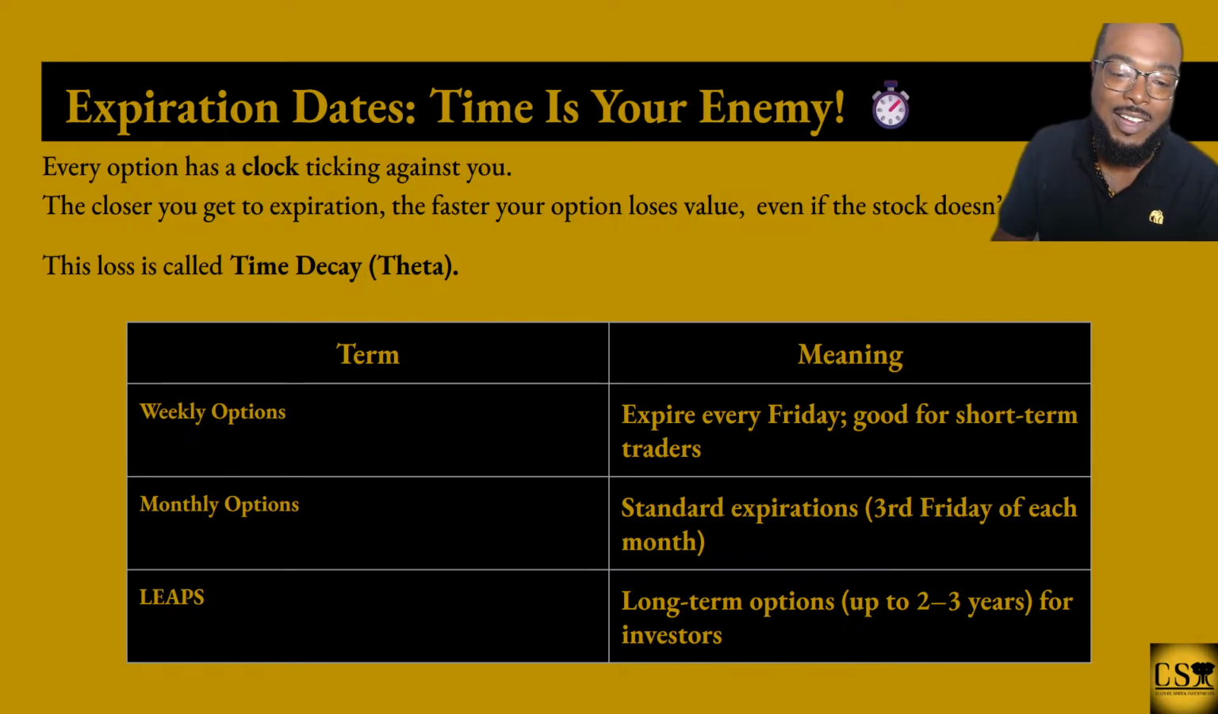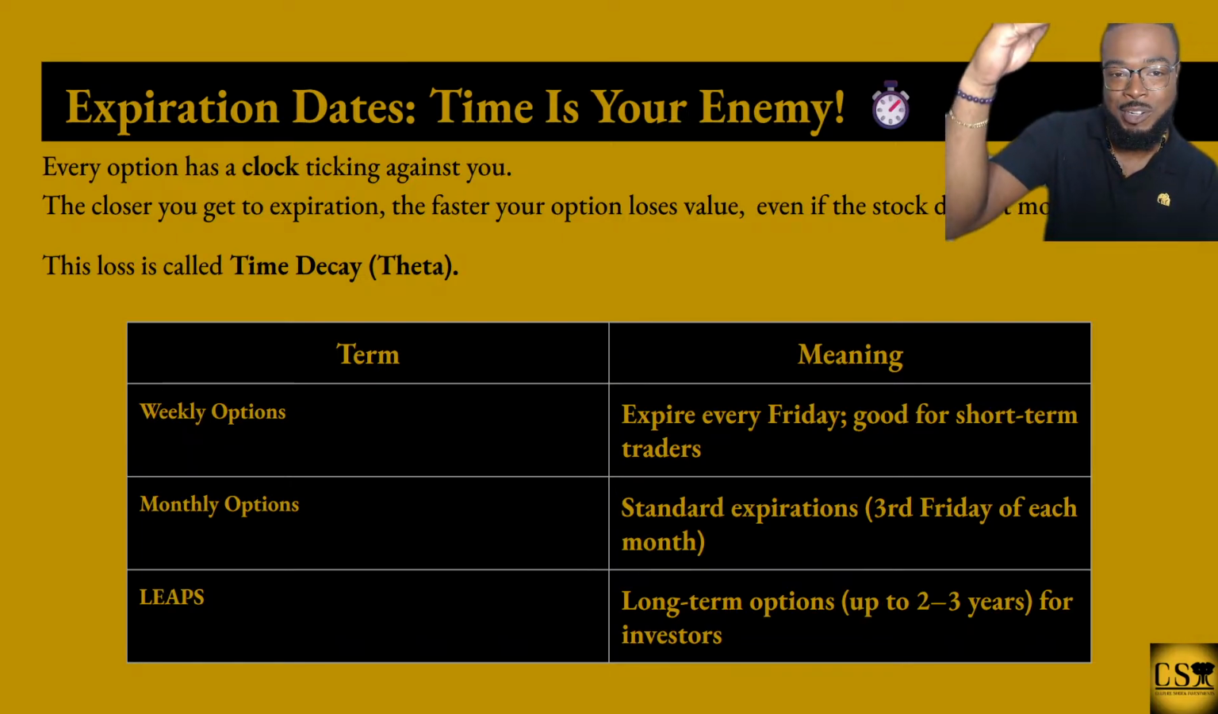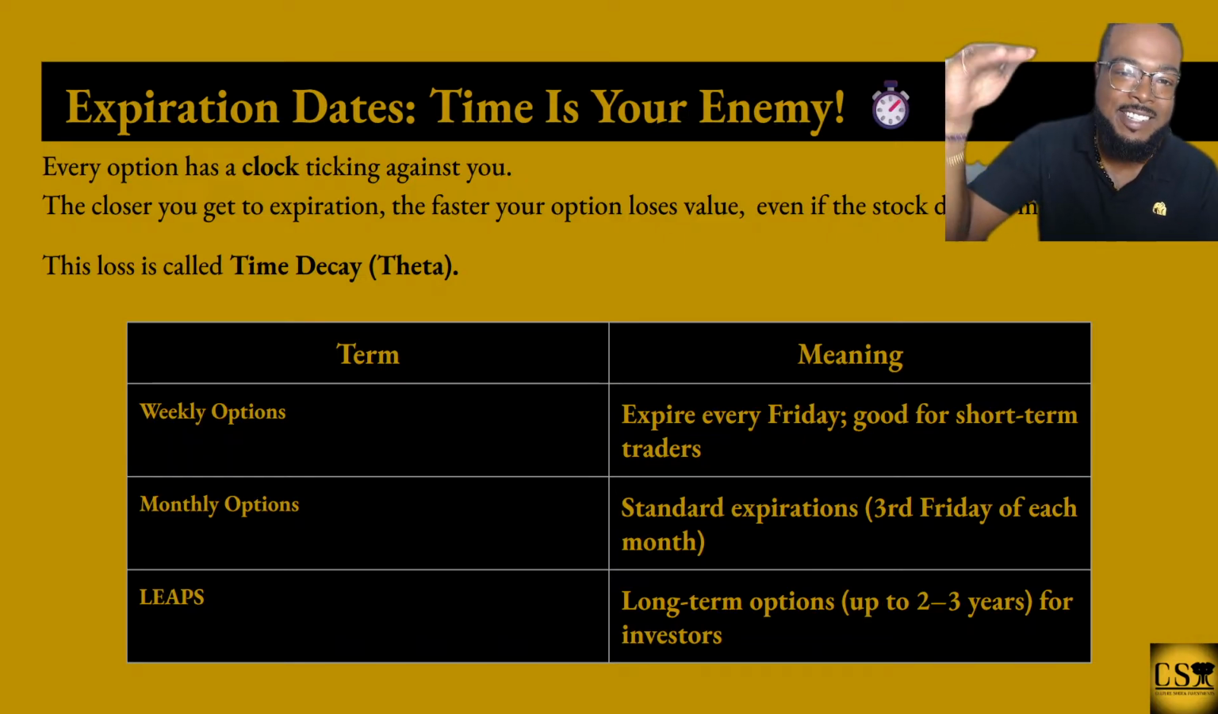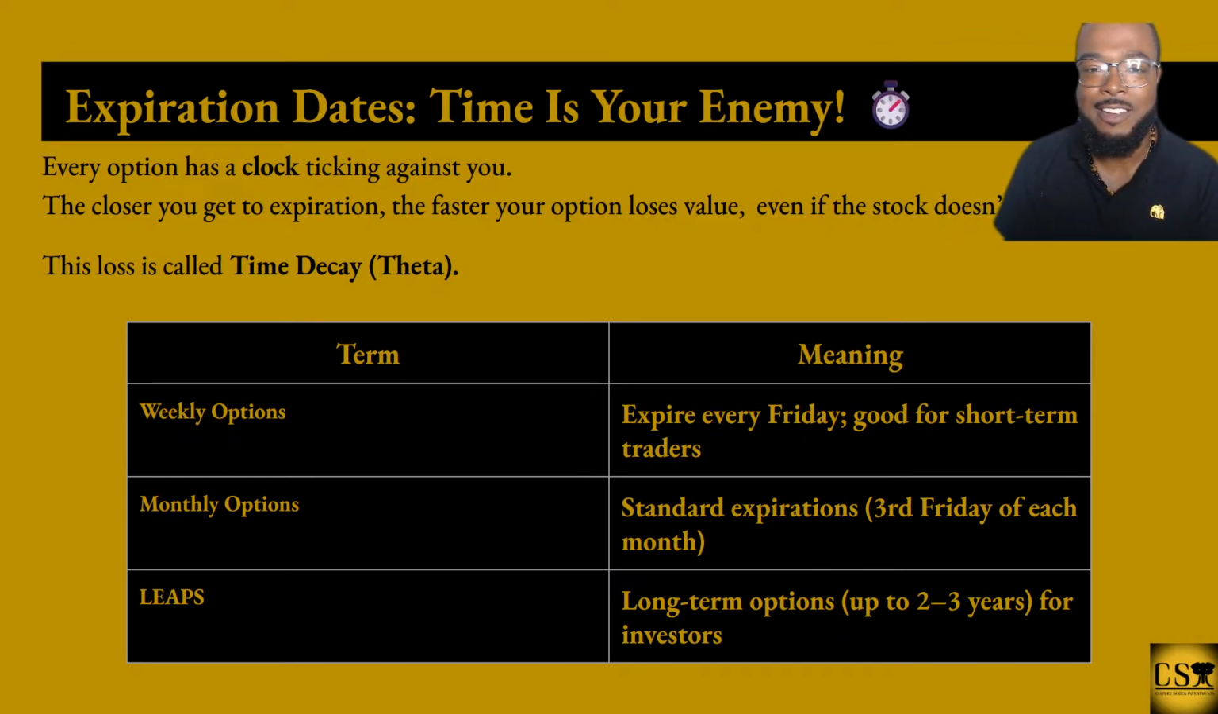A weekly contract expires every Friday. This is good for the short-term traders and investors that may see a short move coming in the market, or a move that you see coming in the short term, but you're not sure how long it's going to sustain, so you want to take advantage of that and get in and out. All right, you're looking for the in and out.